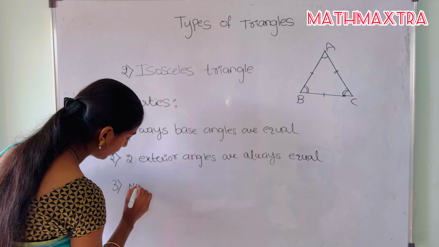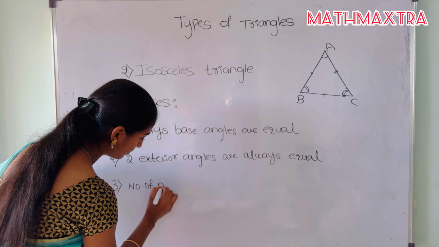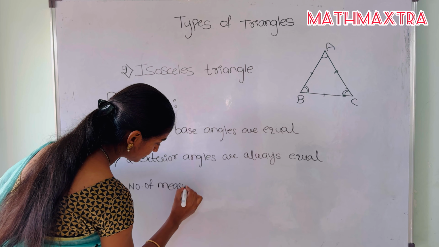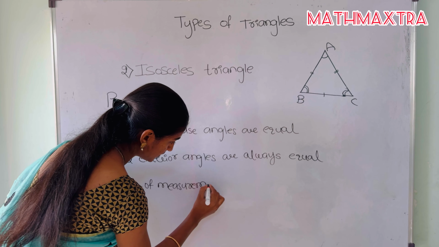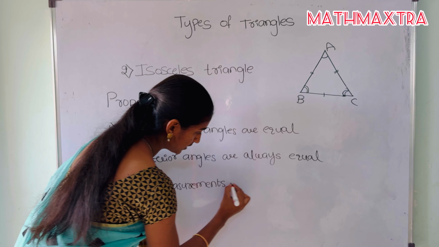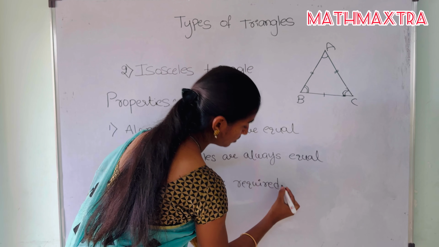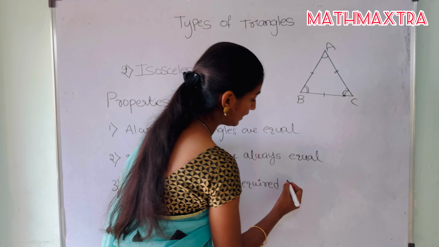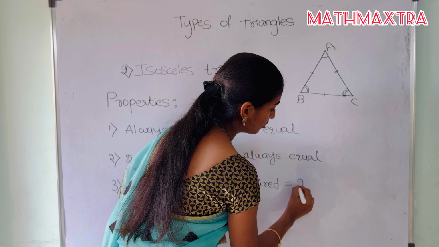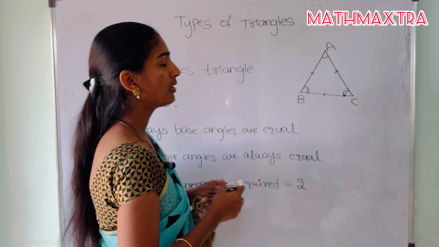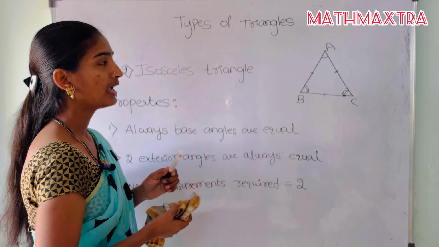The number of measurements required to construct an isosceles triangle is equal to 2. So this is what we have about an isosceles triangle.